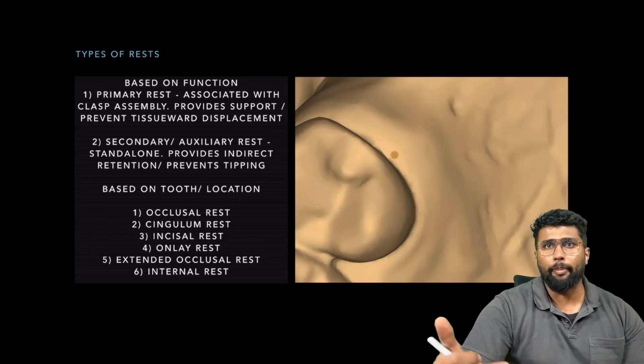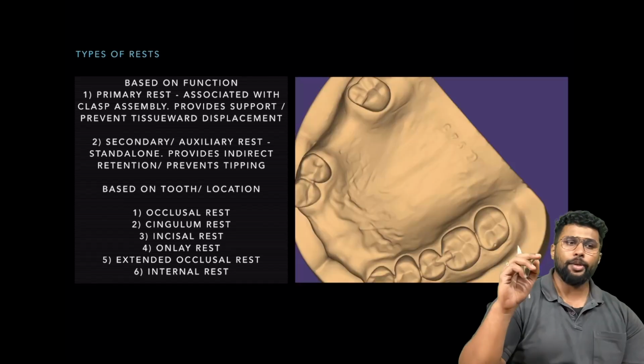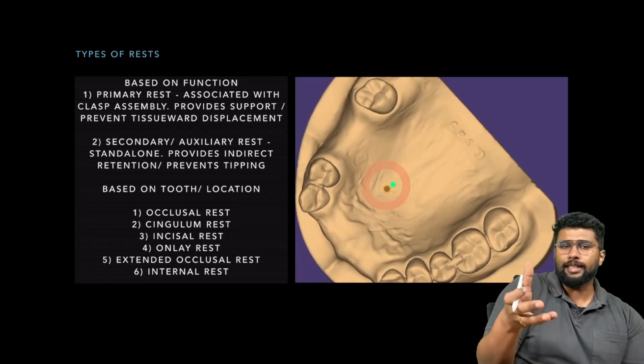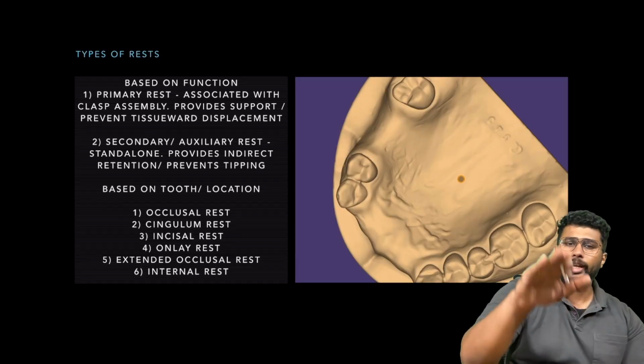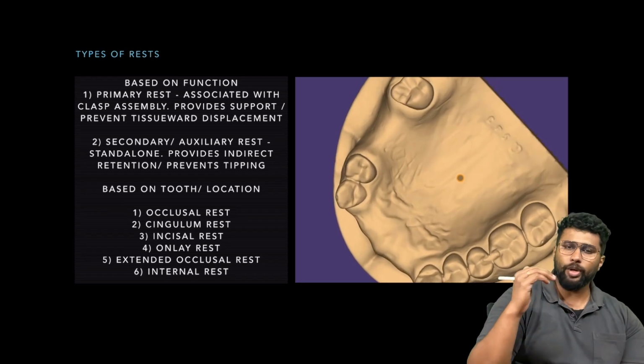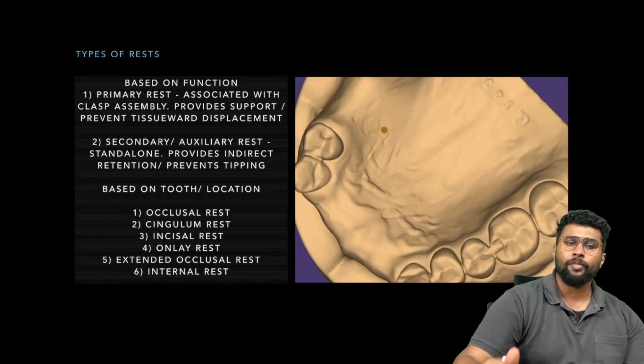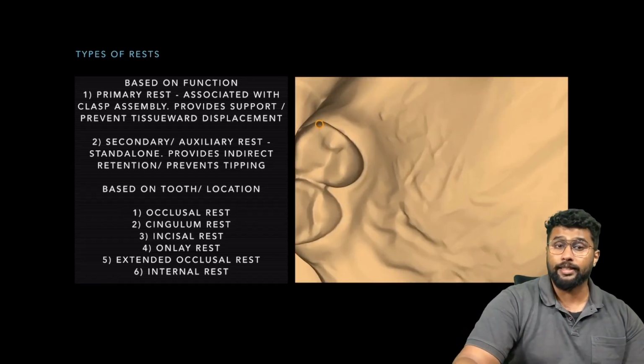Say, for example, you have a pre-existing large class 1 or a class 2 cavity. Then you can incorporate the metal so that it sits like an inlay along with the CPD into that particular tooth. And instead of a small triangular depression, you have a normal class 1 or class 2 cavity acting like a rest. So that is an onlay extended occlusal rest.